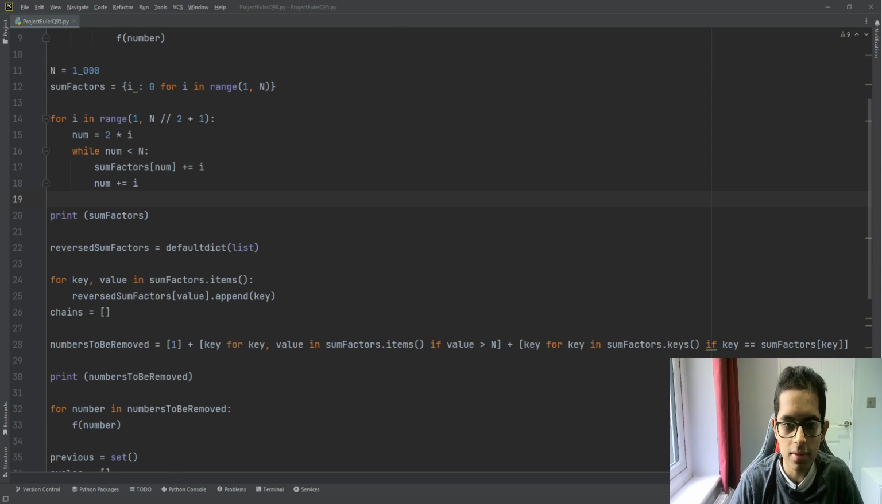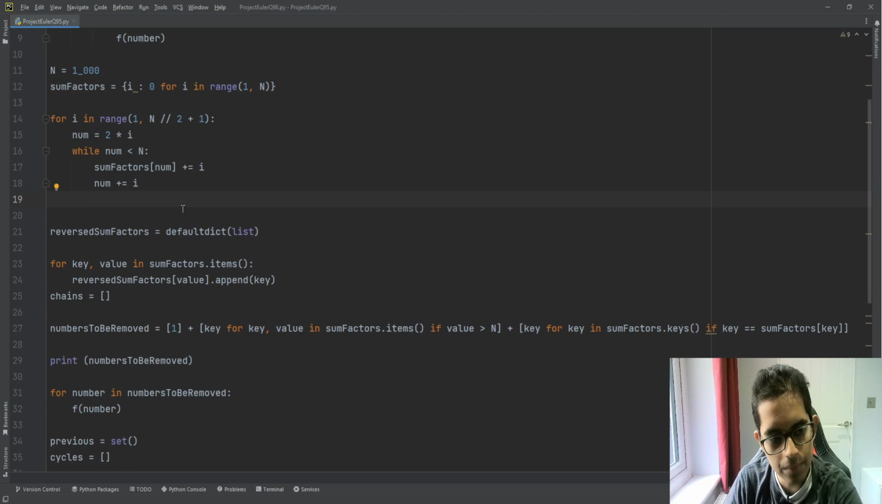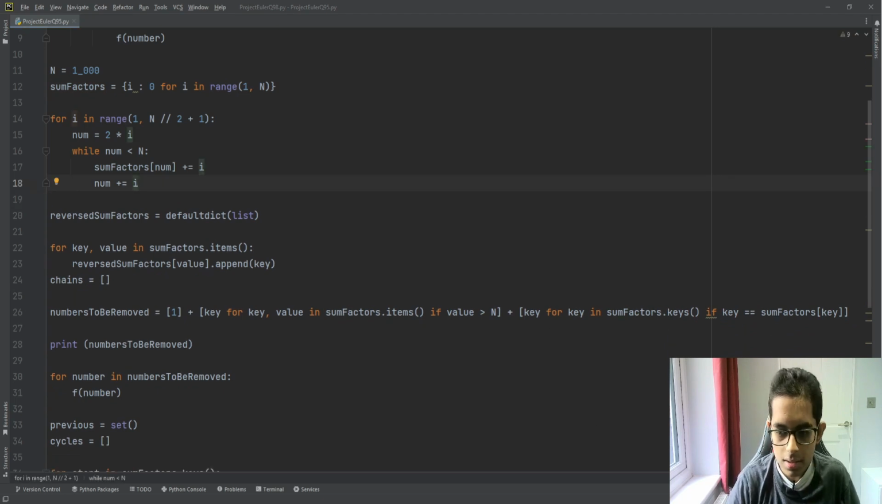For perfect numbers, what would essentially happen is it would correspond to an infinite loop. Okay, so now that we've done that part, let's go on to the next part.